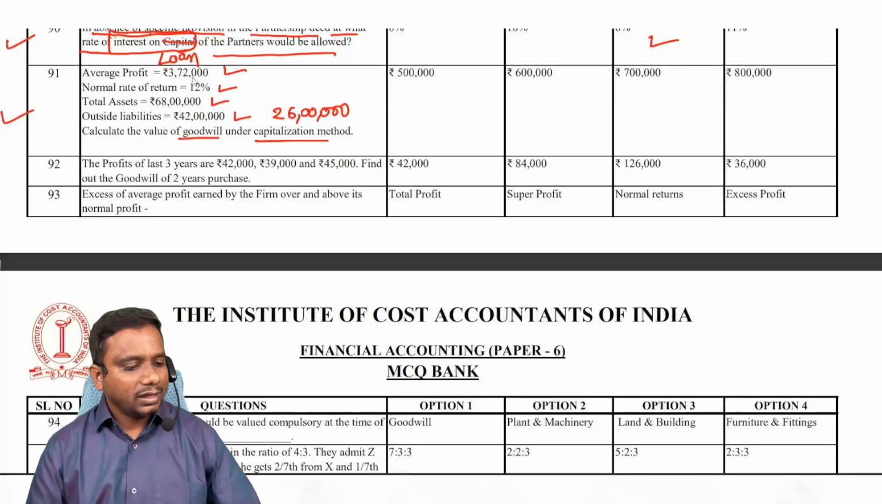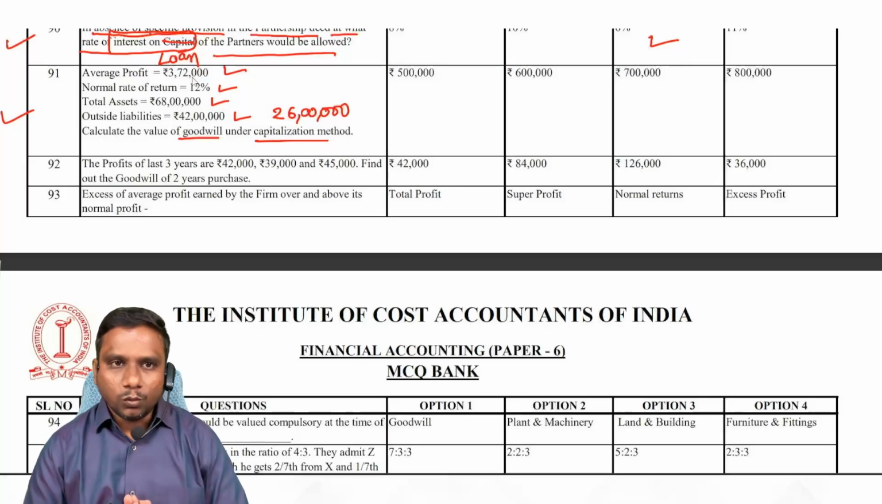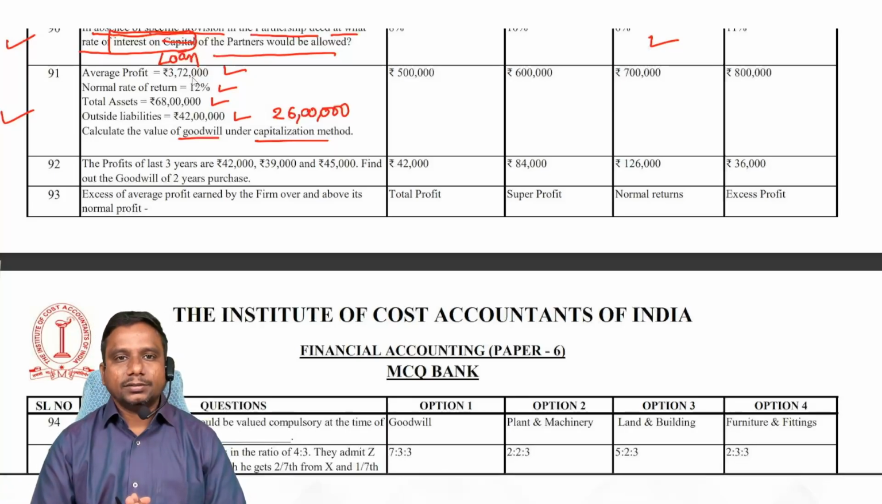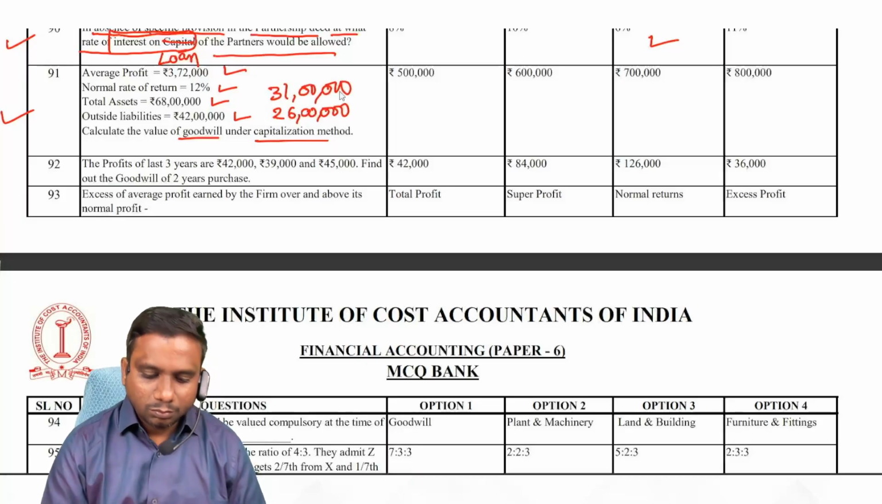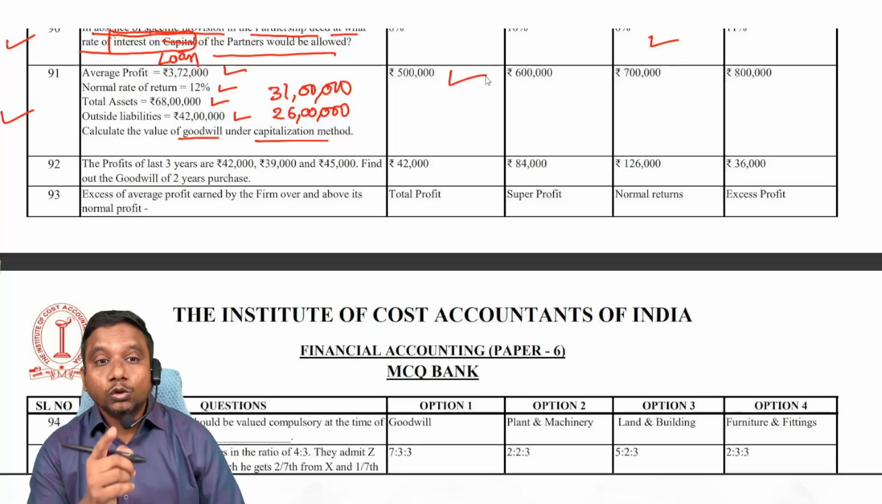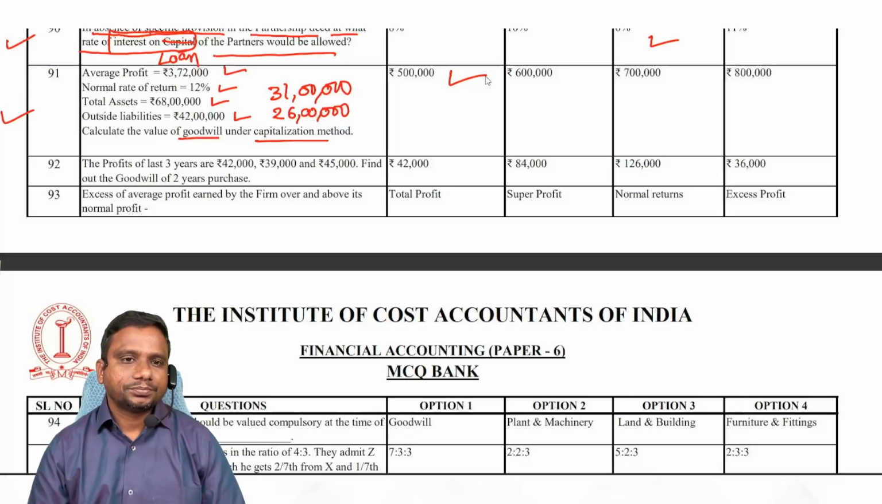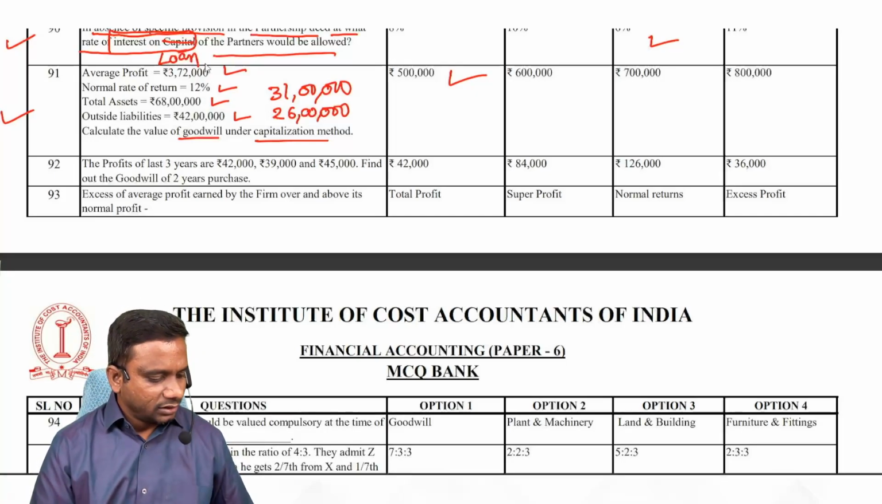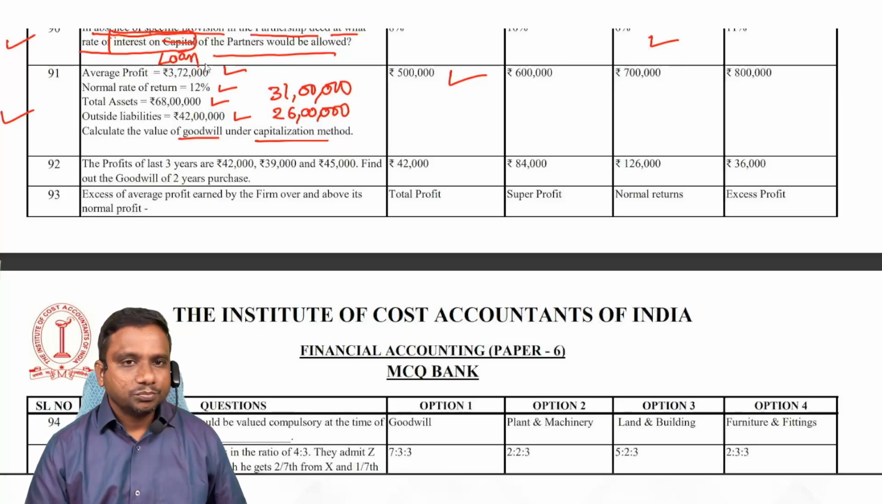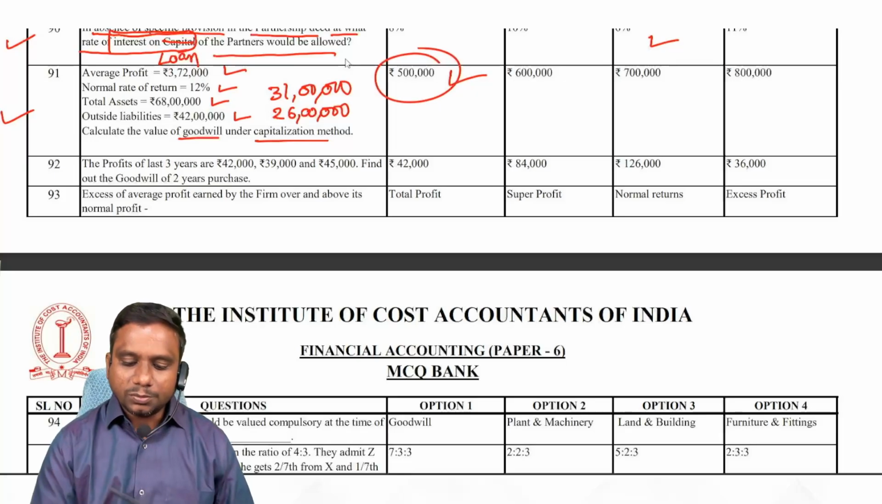31 lakh. You should employ 31 lakh capital actually to get 12% normal rate of return. But how much capital have you employed? 26 lakh. So 31 lakh minus 26 lakh. How much capital have you saved? 5 lakhs. And this 5 lakhs is treated as your goodwill. The same can also be calculated under the super profit method. Average profit 3 lakh 72,000, and calculate normal profit. Normal profit is nothing but capital employed 26 lakh into 12%, 3 lakh 12,000. 3 lakh 72,000 minus 3 lakh 12,000. How much is super profit? 60,000. To earn this super profit of 60,000 at the rate of 12%, how much capital should you invest? 5 lakhs. So the correct option is 1.